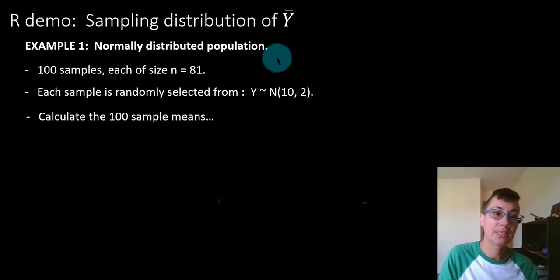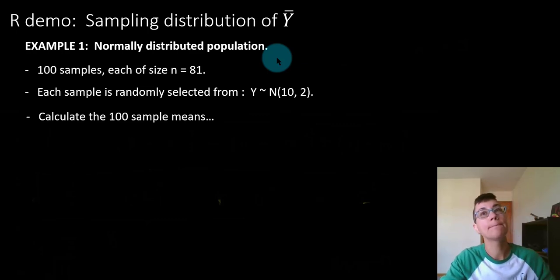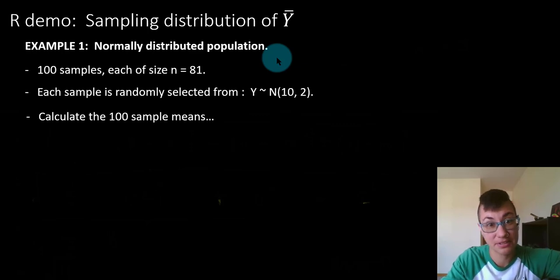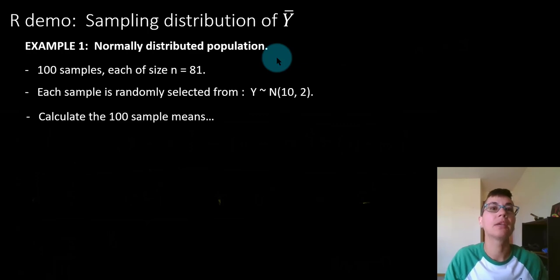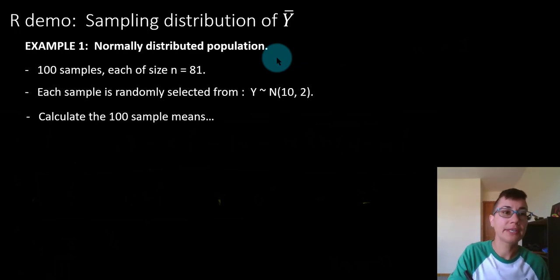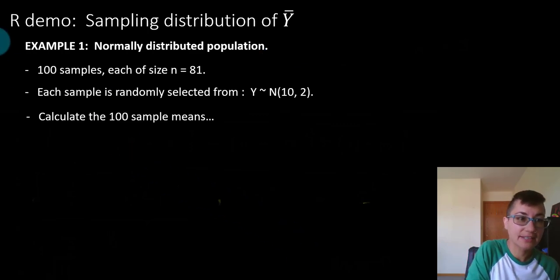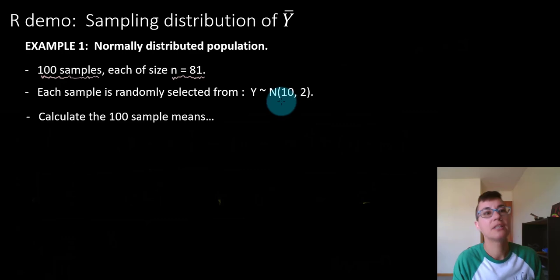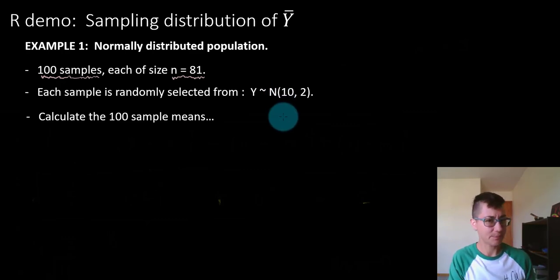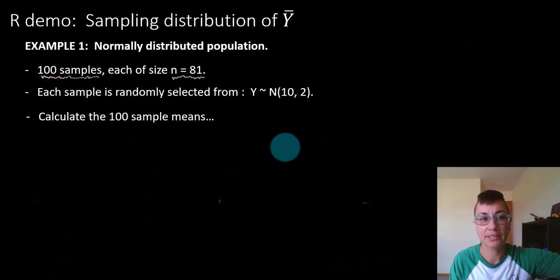Sampling distribution. It's a theoretical framework in which we are considering many samples, each of a certain size. And we want to think about all of the samples possible. In this demo, I'm only going to be able to look at 100 samples. I could do more, but I want to keep it manageable. Each of those samples is going to have a sample of size 81. So this is not all possible samples, but it's quite a few.